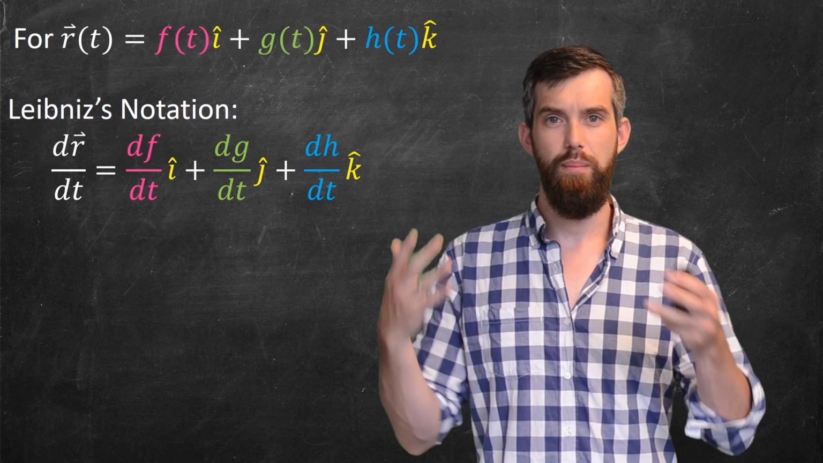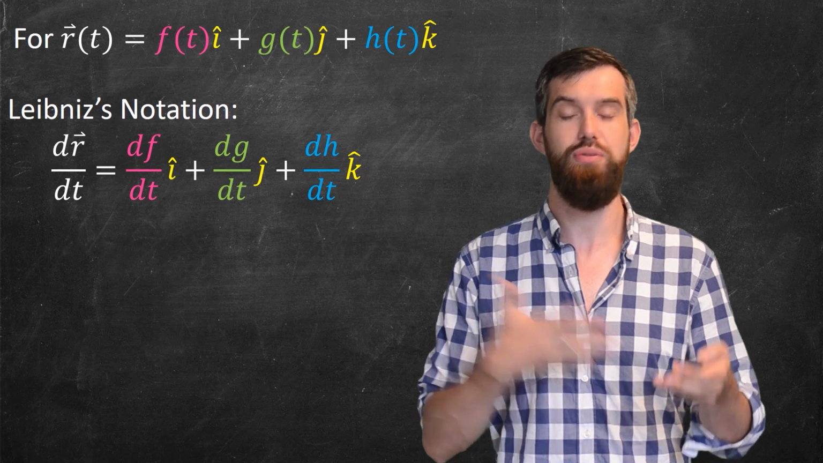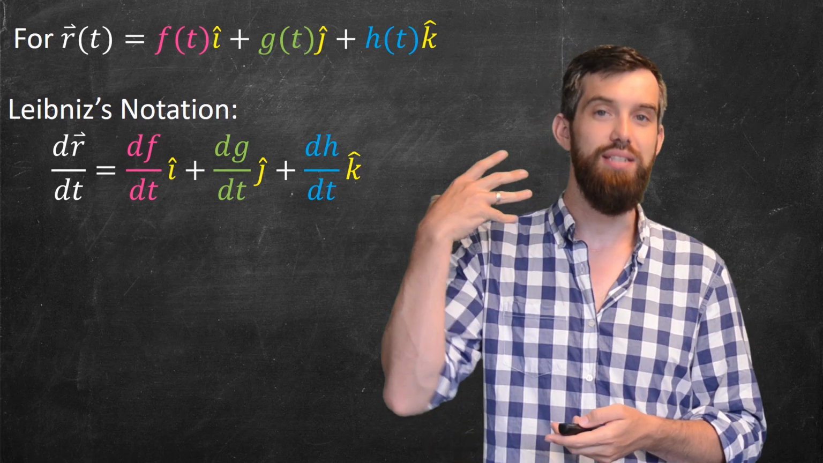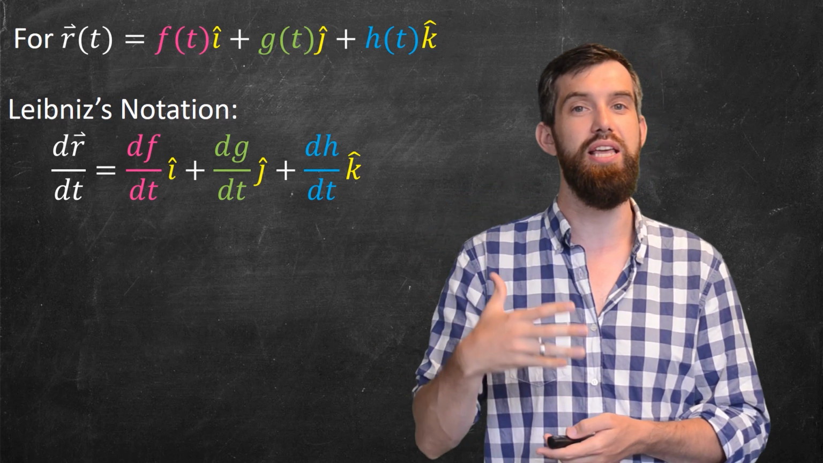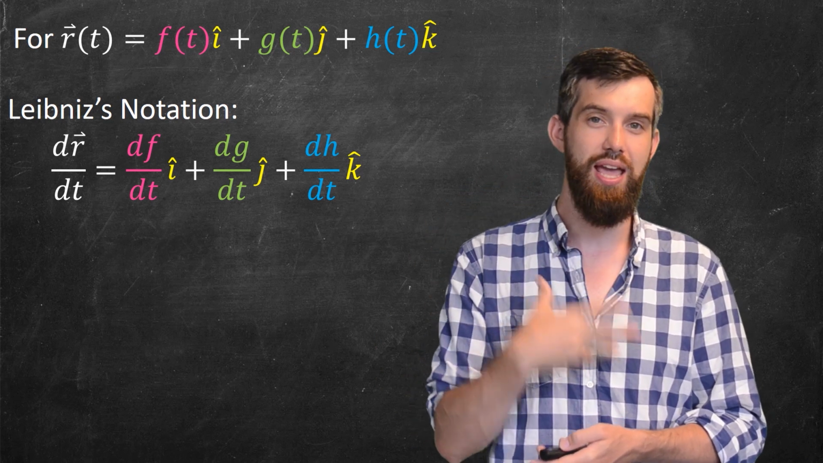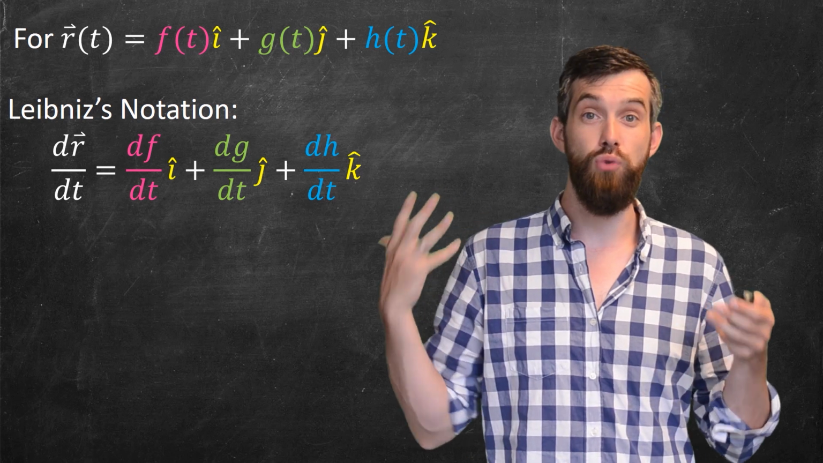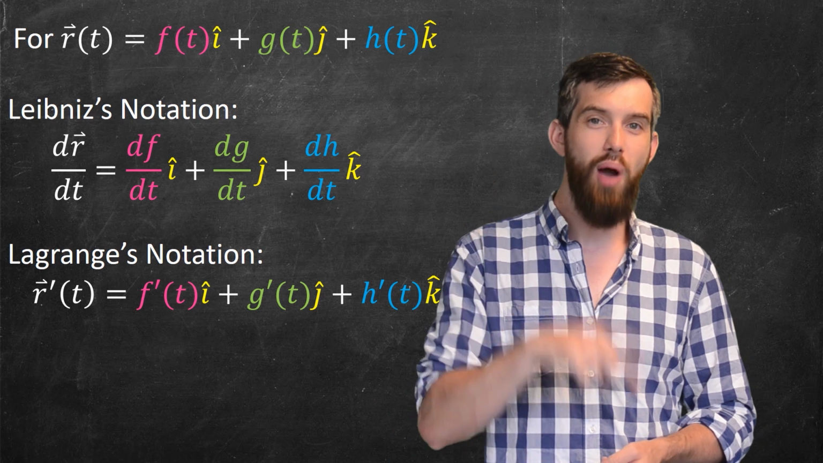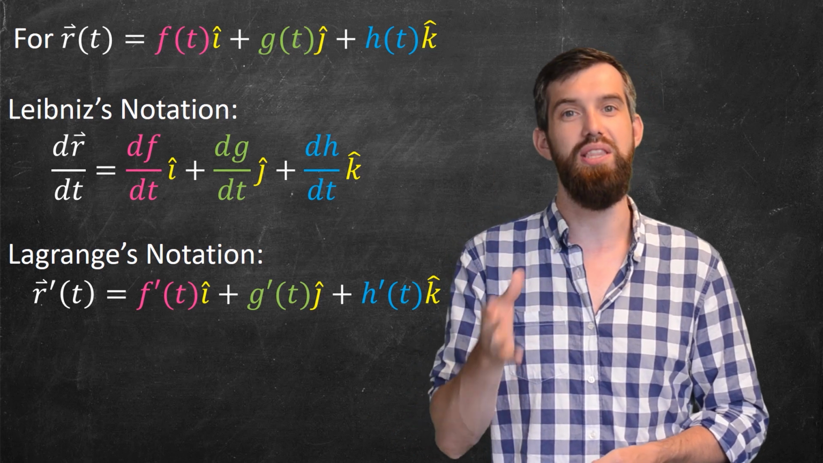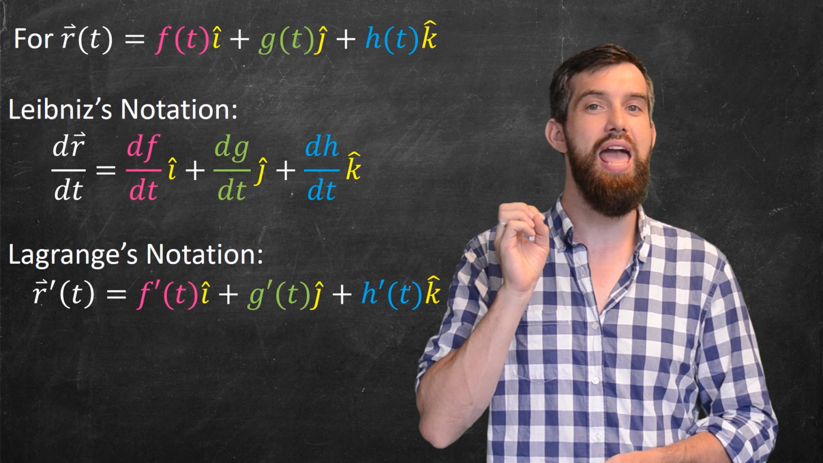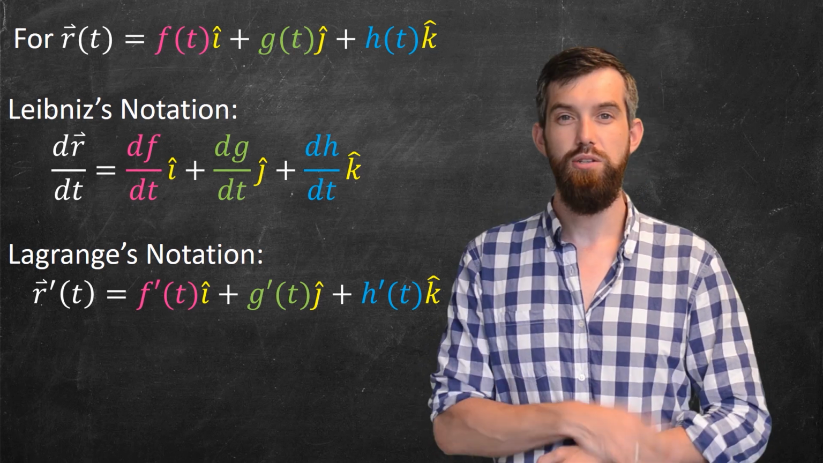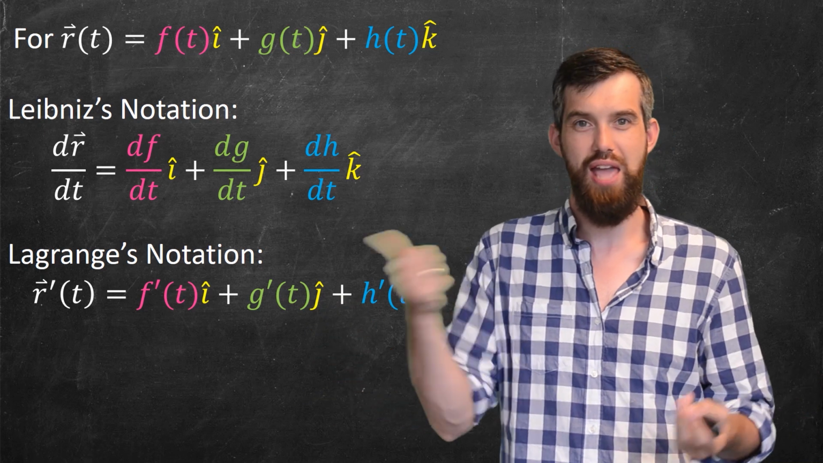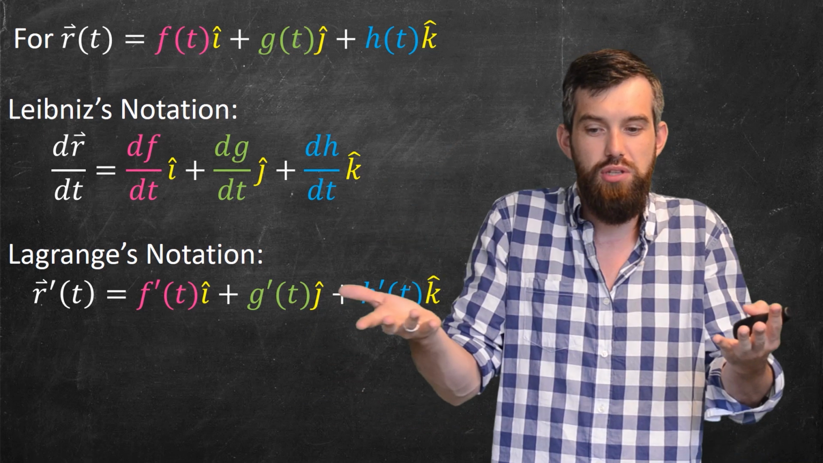By the way, there are 2 different types of notation. This notation I've just written is Leibniz's notation. So dr dt is equal to df dt in the i hat, dg dt in the j hat, and dh dt in the k hat. However, if you prefer to use Lagrange's notation, that's the one with primes, you can do that just as well. And then you would say r prime of t is equal to f prime of t in the i hat, g prime of t in the j hat, and h prime of t in the k hat. So the actual task of computing these derivatives is pretty straightforward. If I give you the f, g, and the h, you should be able to compute those and you just add them up.